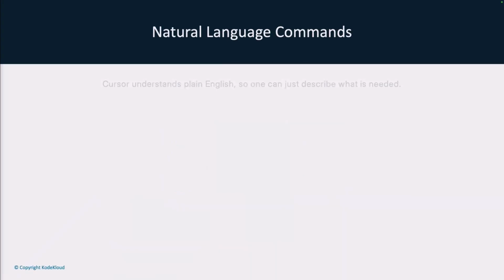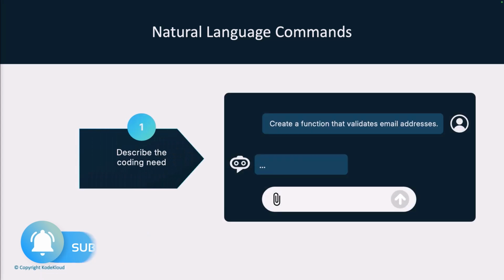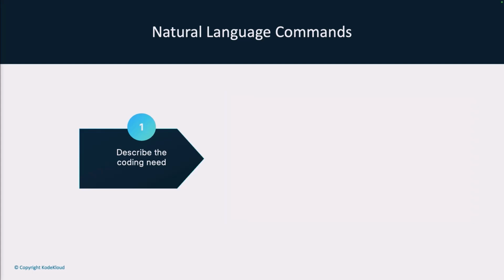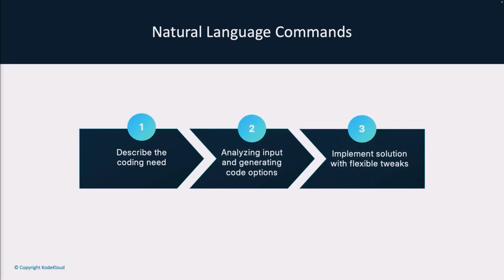One of Cursor's most revolutionary features is its ability to understand plain English. Instead of memorizing complex commands or syntax, you can simply describe what you want to accomplish. The workflow is simple. First, describe your coding need in everyday language. For example, you might say, create a function that validates email addresses. Cursor then analyzes your request and generates relevant code options for you to review. You maintain complete control, choosing the solution that best fits your needs.